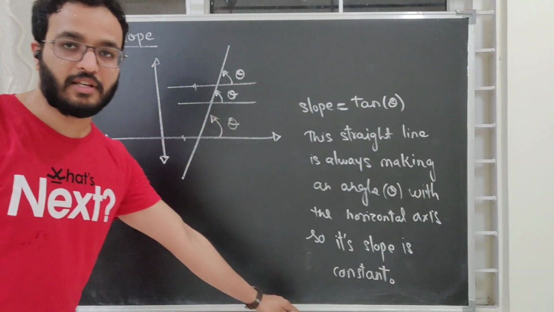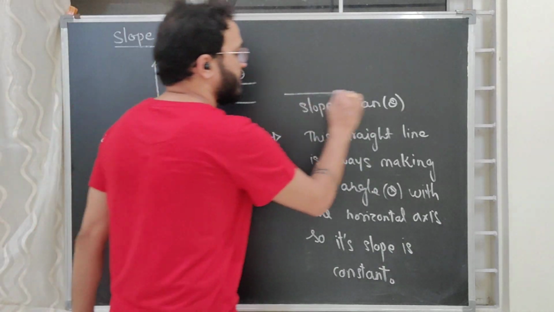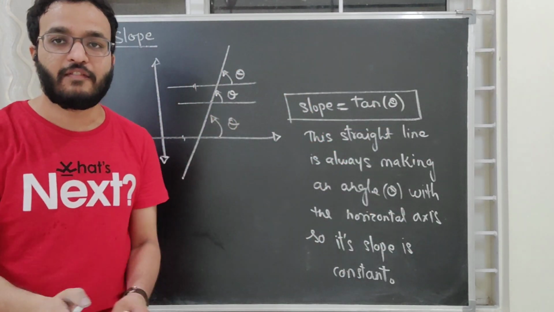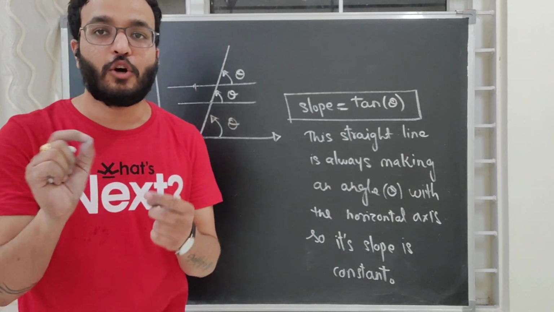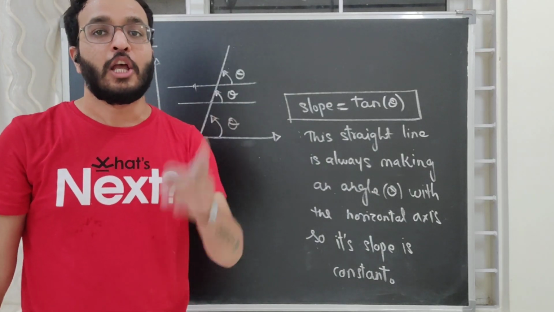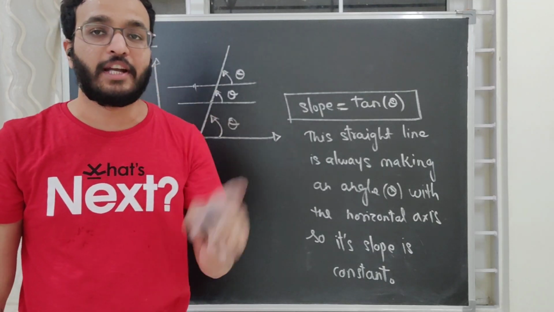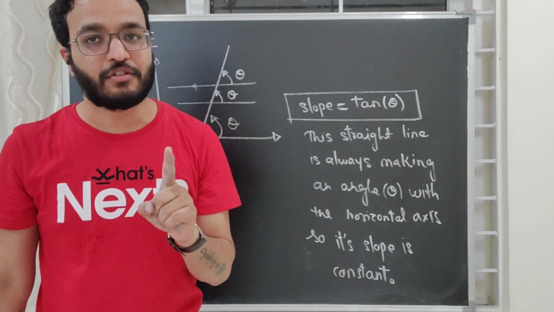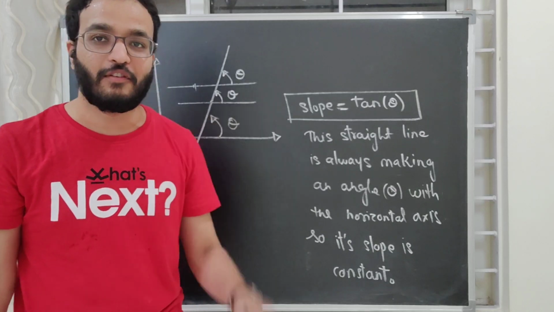Do you understand this thing? Clear? So this is a straight line. What is the slope? Slope is the tan of theta, where theta is the angle which this line makes with the horizontal axis. Plus we can also see that a straight line always makes a fixed angle theta at all the points with the horizontal axis. So we can say that the slope of a straight line always remains constant. It is fixed everywhere. Okay.